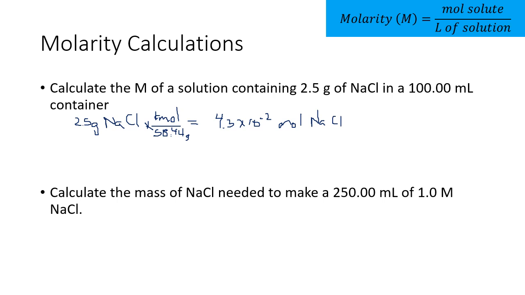Now, when you're converting from milliliters to liters, there are 1,000 milliliters in a liter, and when we divide by 1,000, we move to the left 1, 2, 3 spaces. So this is going to be over 0.1000 liters. When we do that math, we come out with 4.3 times 10 to the negative 1 molar, that's how we say that, NaCl.